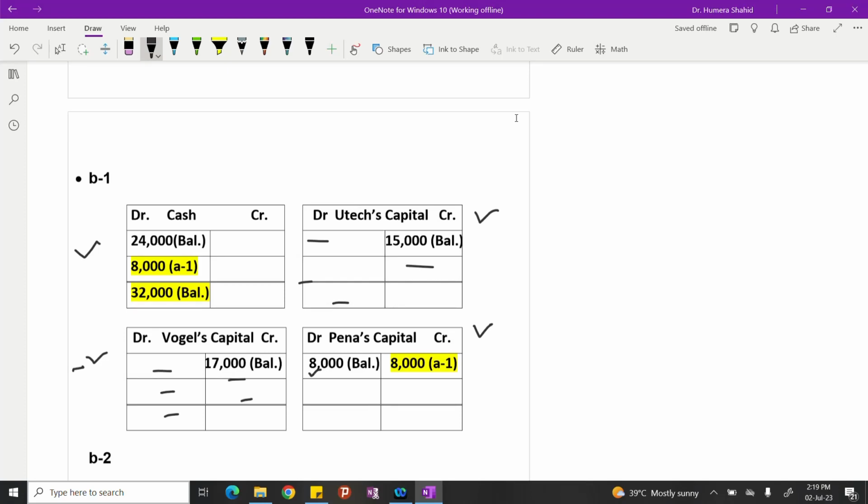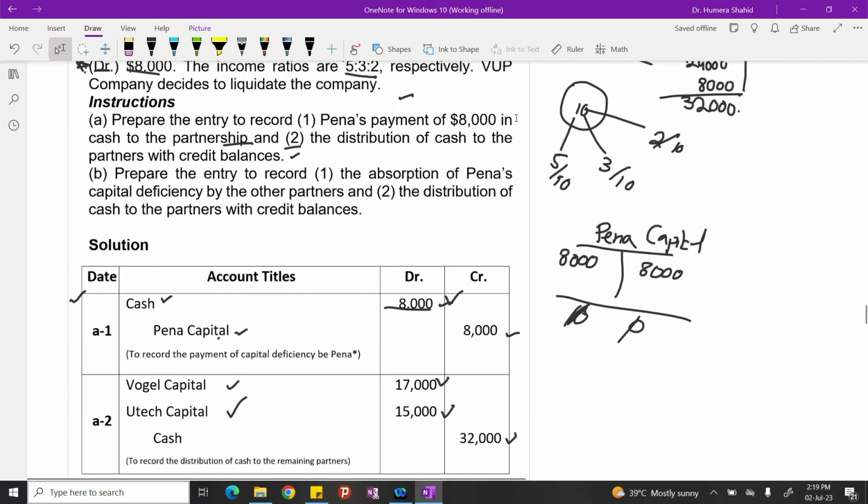Pina was having a debit balance, but the first part wrote the credit balance for him and ultimately he has 0, and the cash was updated. Just now I made these 3 accounts for you. Let's move on towards the second part.